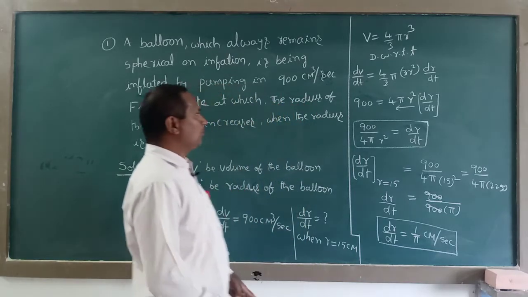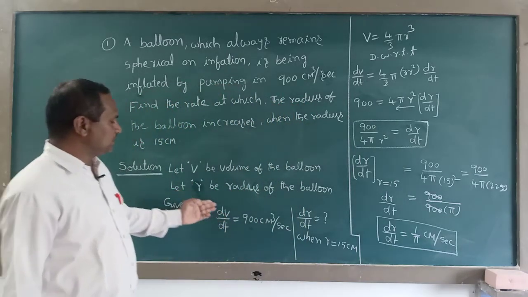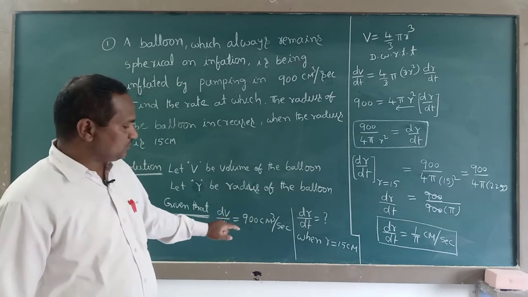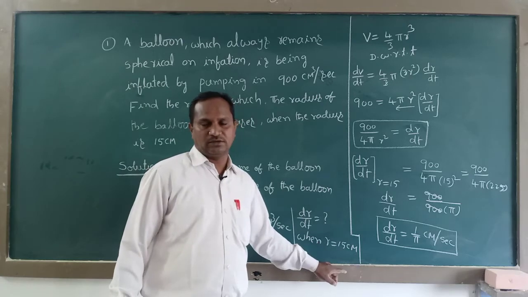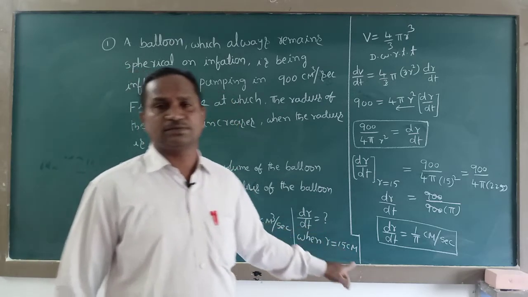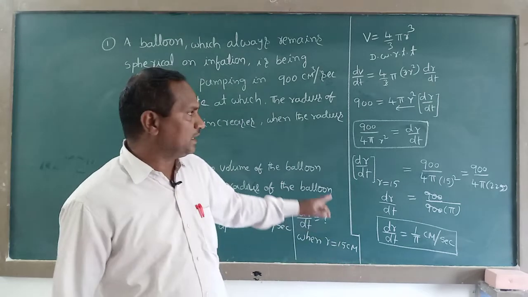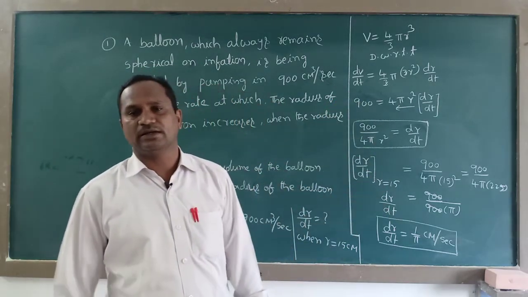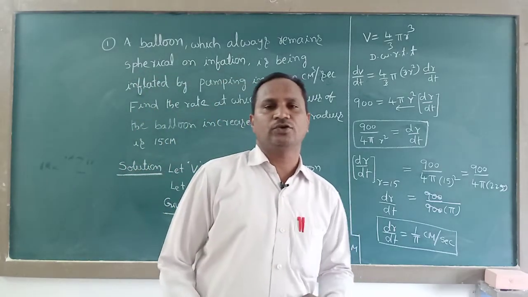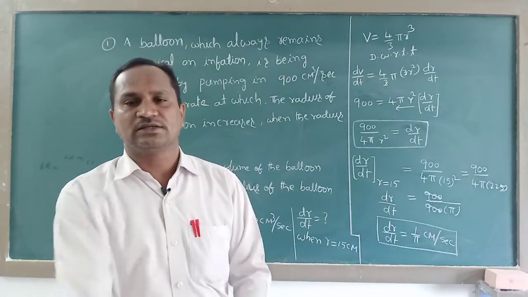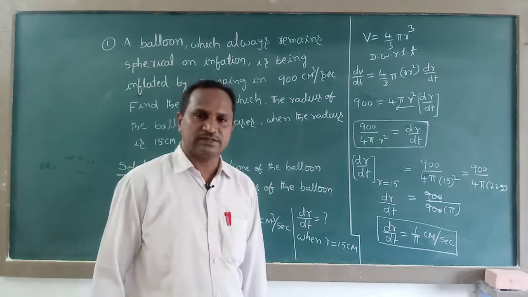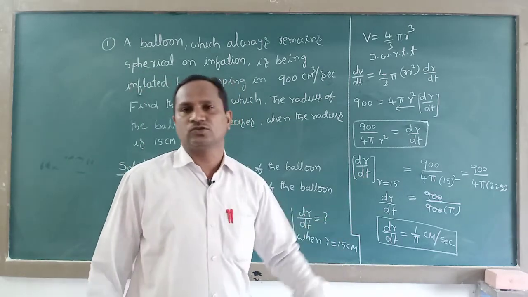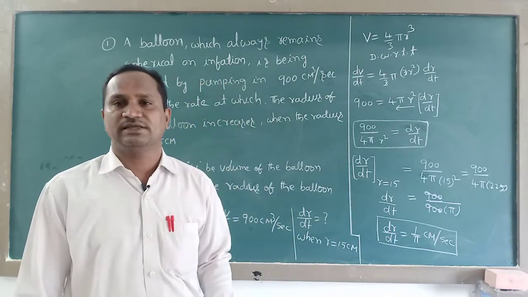As mentioned in the problem, the volume is increasing at the rate of 900 centimeter cube per second. At the same time, whenever r is equal to 15, that is, the radius of the sphere is 15 centimeters, at that time the rate of change of radius is 1 by pi centimeter per second. 1 by pi is nothing but 22 by 7's reciprocal, 7 by 22 centimeter per second. If you write it numerically also no problem, and both give the same answers here.